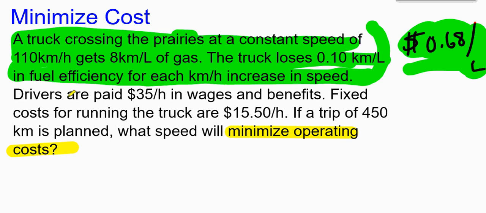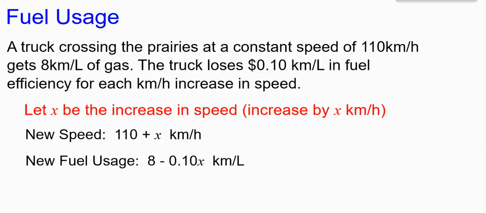And then as we keep reading, we're now talking about the fact that drivers are paid $35 per hour, and the fixed costs are $15.50 per hour. Both of those blue pieces of information relate to the cost per hour of the trip. And then we know, of course, that the trip is 450 kilometers. So we have the purple representing general information that we're going to use. The blue information is about the cost per hour, and the green information has to do with cost relating to the use of gas. So let's look at that fuel usage a little more carefully.